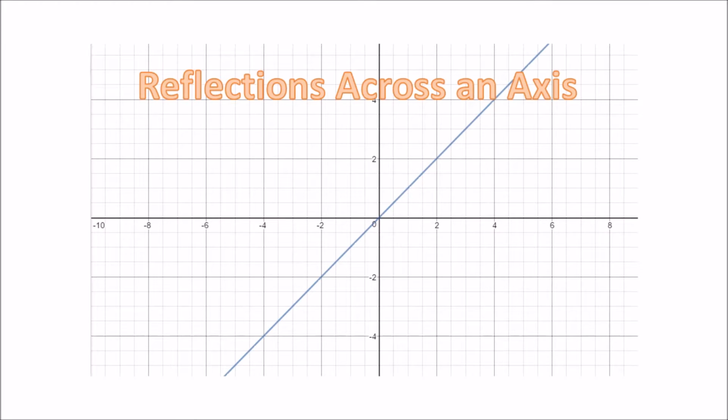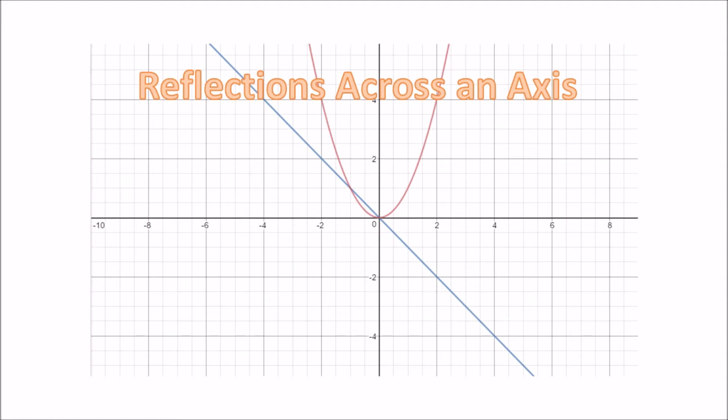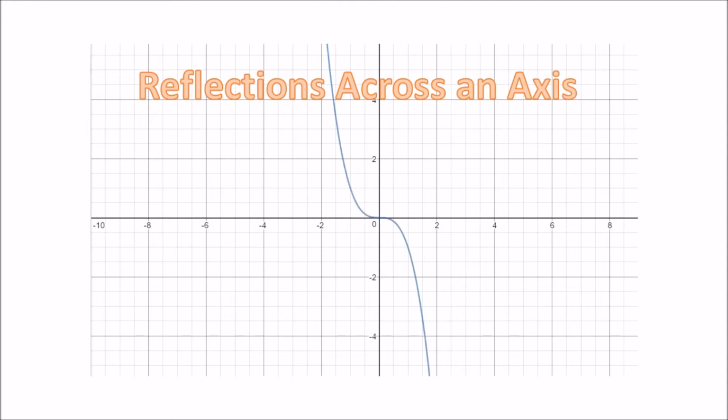Now what I want to do is show you the same thing for the y-axis. You will notice that the identity function, or y equals x, looks the same as when it's flipped across the x-axis, because it is a special function. The parabola will experience no change at all, because when you flip across the y-axis, it's the same. And that is because of symmetry.